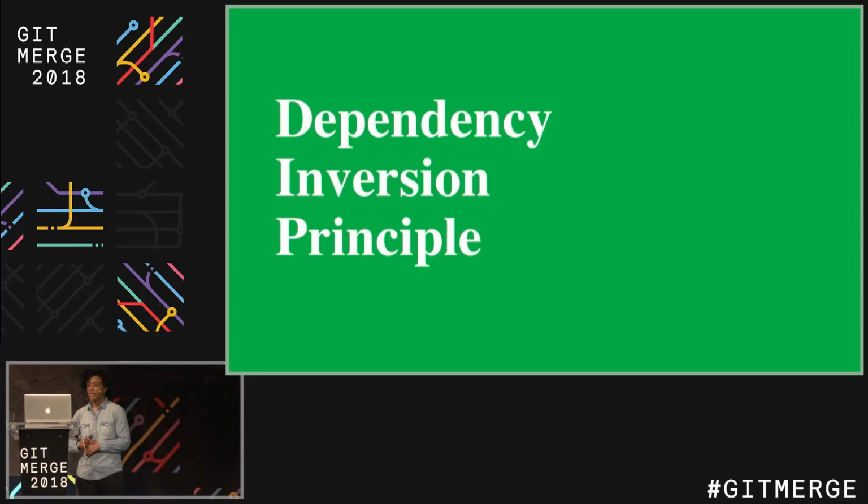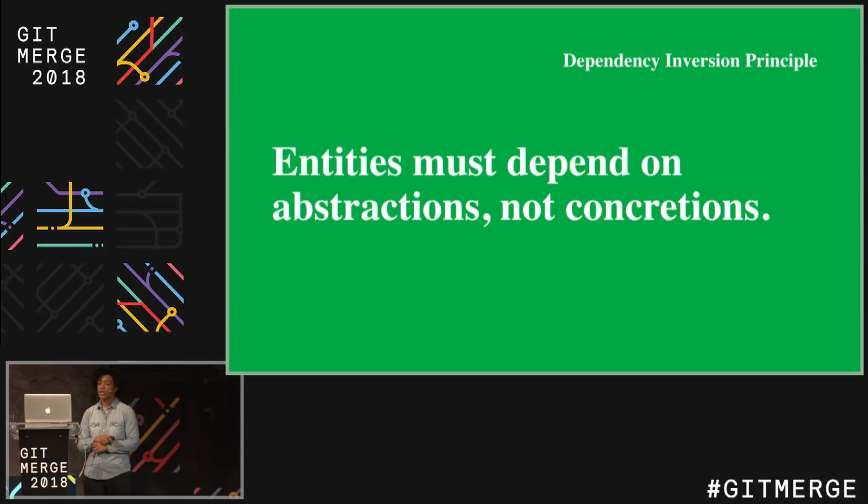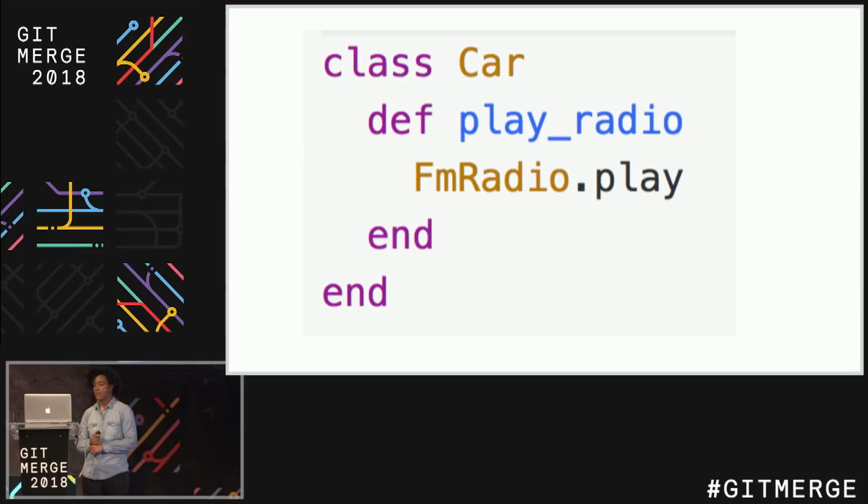So the last SOLID principle is the dependency inversion principle. Entities must depend on abstractions, not concretions. Here we have a Car class with a play_radio method, and inside that method, we're calling FMRadio.play. This makes FMRadio a dependency of the Car class. This class relies on FMRadio's continued existence, and you can't easily make cars with different types of radios.